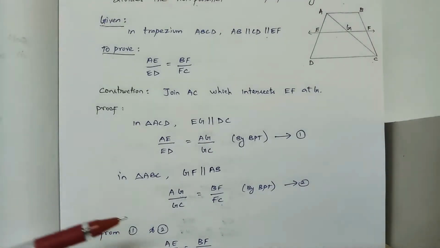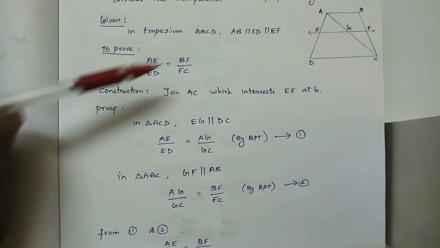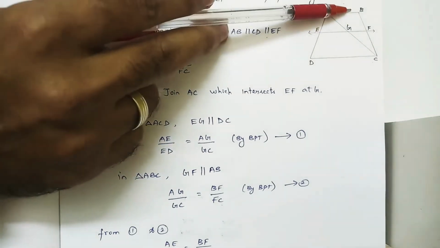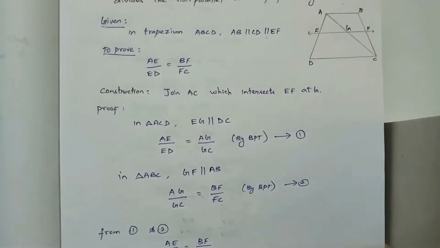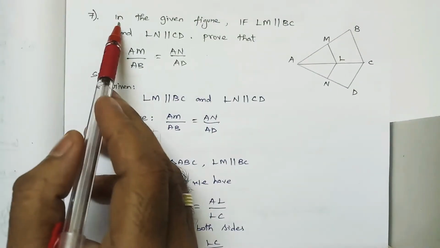What we want to prove is that non-parallel sides are dividing in the same ratio, right? That is, AE by ED is equal to BF by FC, right? Hence proved.